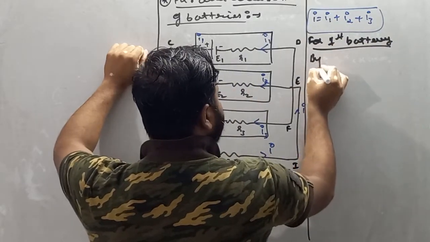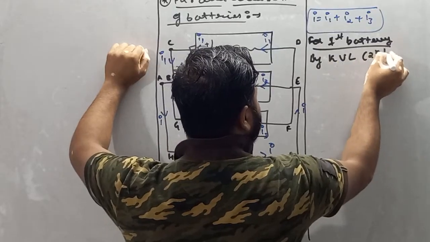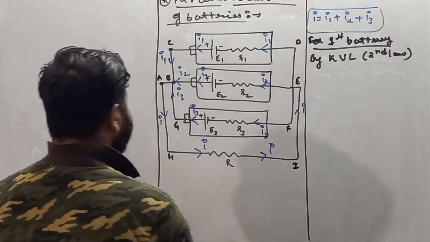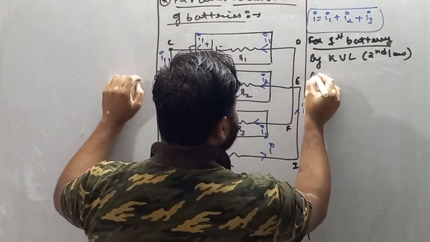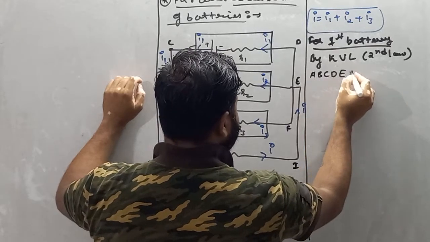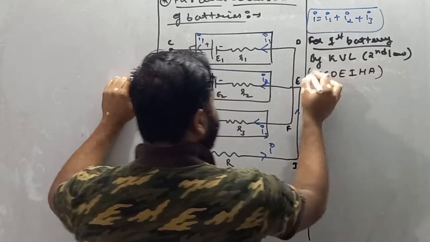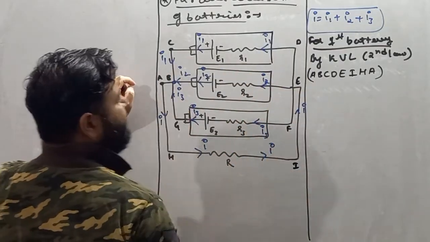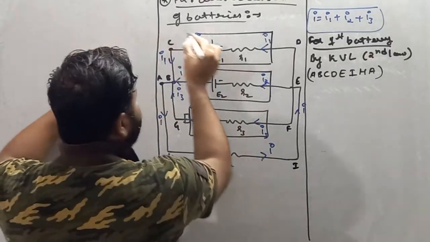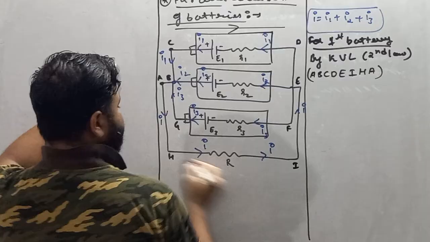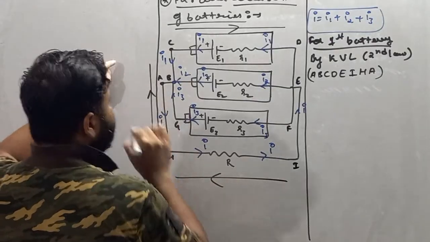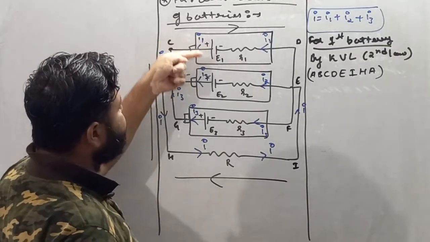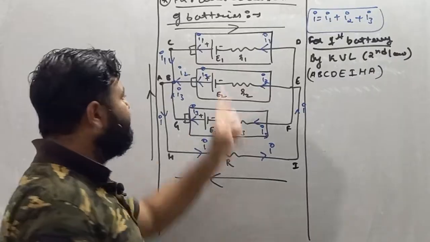So for the first battery, I am applying Kirchhoff's voltage law, which is also called, dear student, the second law. So I am applying Kirchhoff's second law for the first battery. The loop is A, B, C, D, E, I, H and again A. So I am moving like this, clockwise. I encounter the battery whose positive potential is there. I am moving from positive to negative, means from high to low.